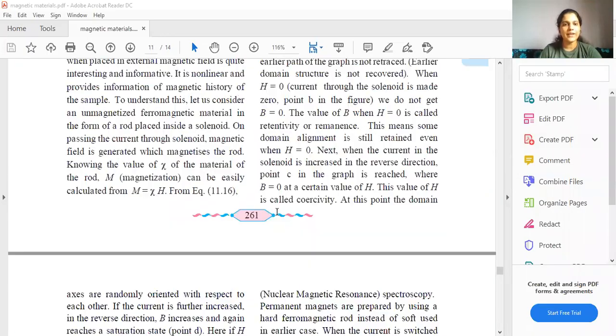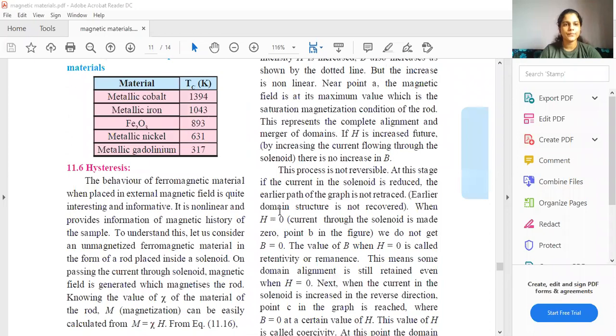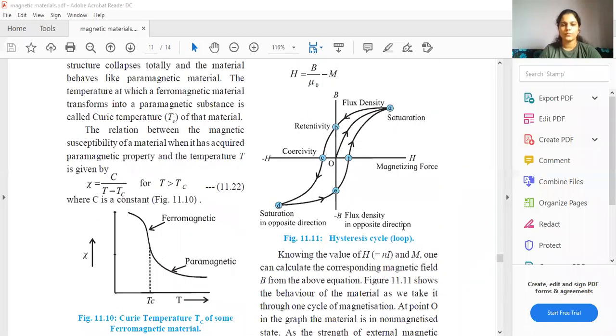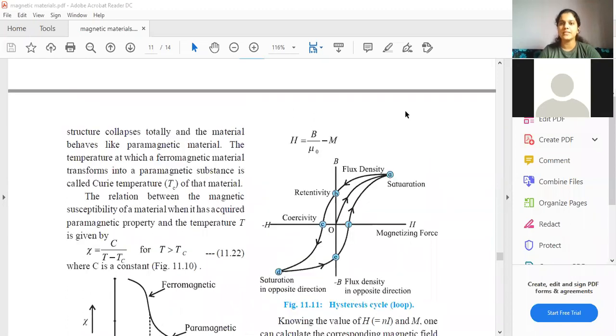Okay, students, you can see the PDF right now. Please let me know. The PDF is visible to everyone now, right? Yes, ma'am.